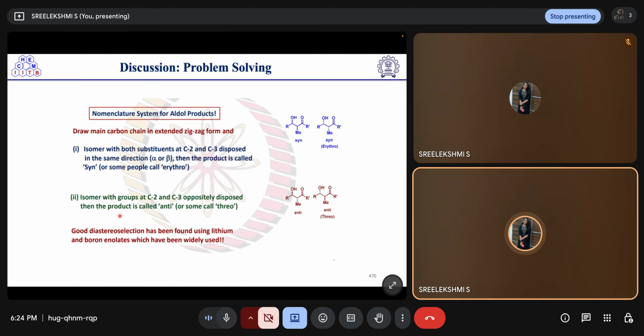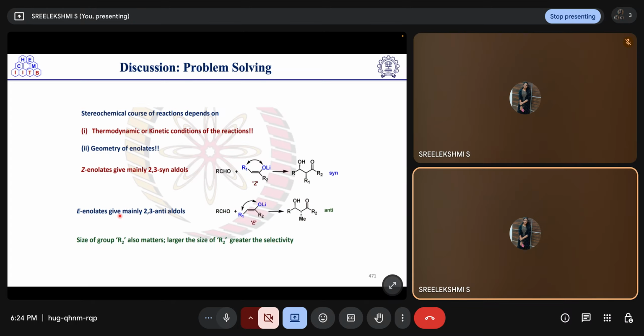and boron enolates, which are very widely used. Now, the stereochemical course of this reaction, which product will be major, the syn or anti, will depend on the thermodynamic or kinetic conditions of the reaction, as well as the geometry of the enolate. If it is a Z enolate, we will get the 2,3-syn aldol, and if it is an E enolate, we will get the 2,3-anti aldol.